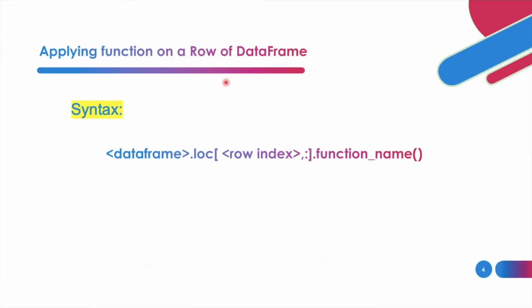In this example, we will try to apply a function on a row of a data frame. In order to apply a function on a row of a data frame, we will use the data frame object along with the dot notation and the loc attribute. In loc, we will pass the first parameter, that is the row index, and we will keep the second parameter blank. Again, we will use the dot notation and the function name. This way you can apply the function to a particular row index of a data frame. Let us understand this better with an example.